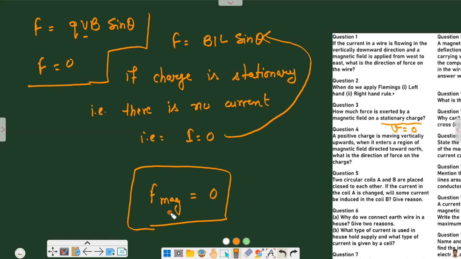Also, if a particle is moving, it should also have some charge, because current only occurs when a charged particle is moving. If a neutral particle is moving, then there is no current. So for force to act, there should be a charged particle, and it should move. If a neutral particle like a neutron is moving, then there will be no force acting on it. So let's move to question number 4.